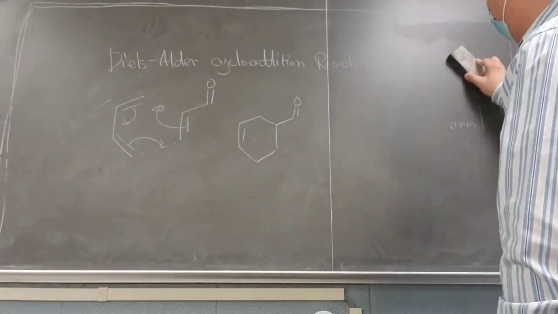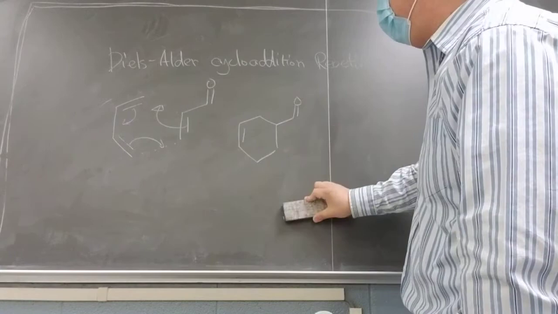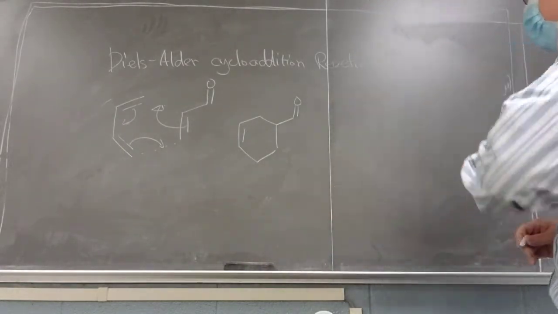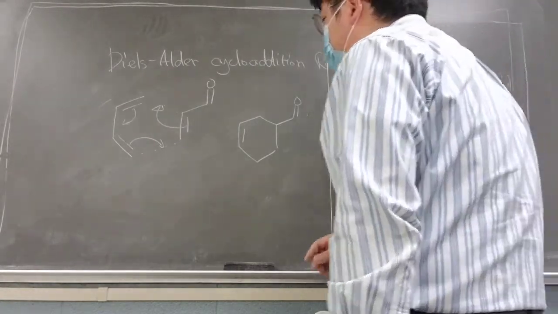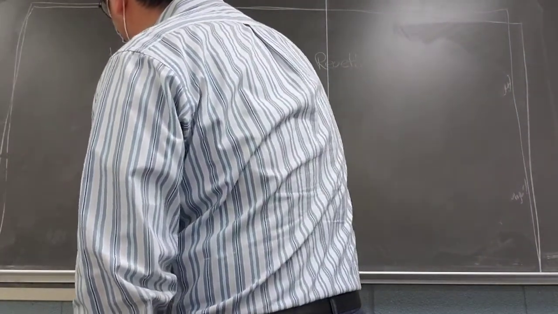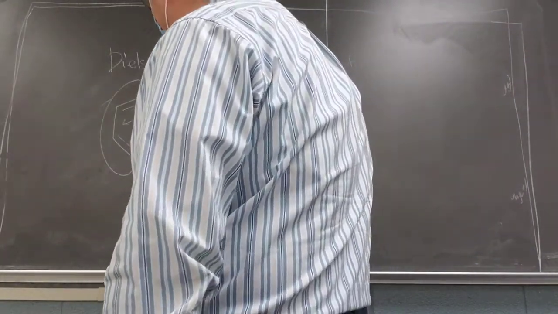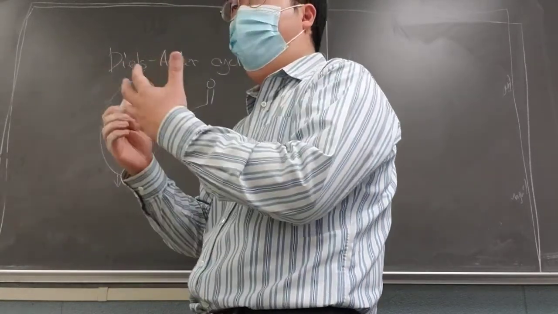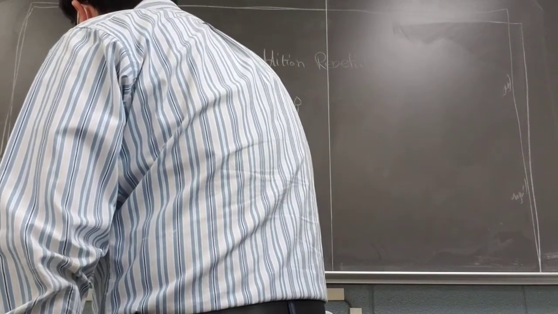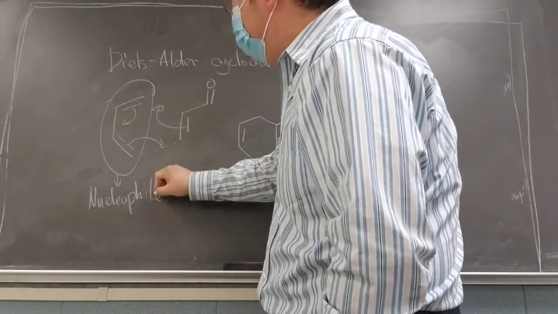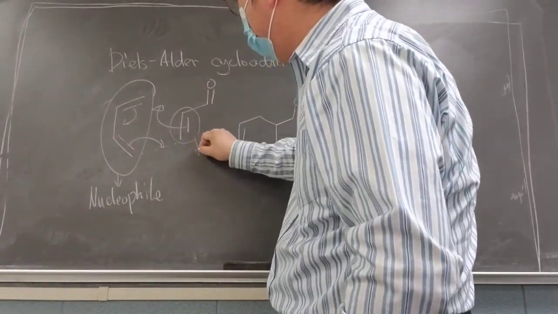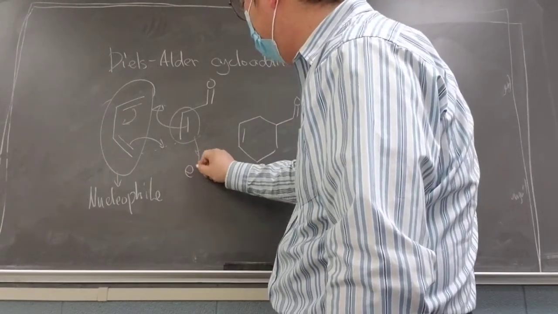But let me explain why it is better when it has an electron withdrawing group on the double bond, so it can be a better dienophile. Whenever you have a diene coming into your dienophile, the diene will behave like a nucleophile. And to make this reaction happen more smoothly, this one has to be the other way, right? Electrophile.